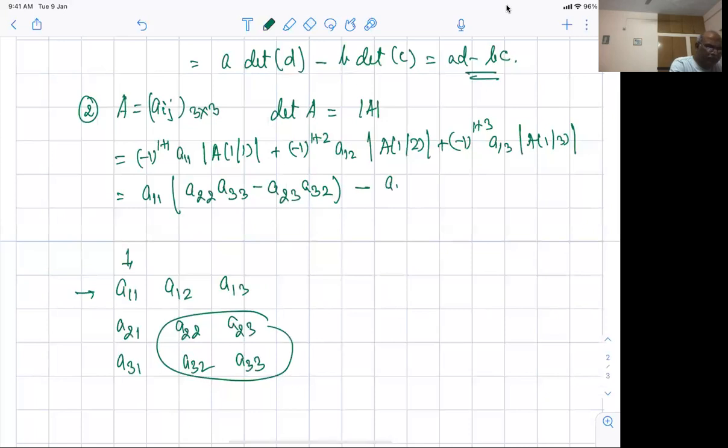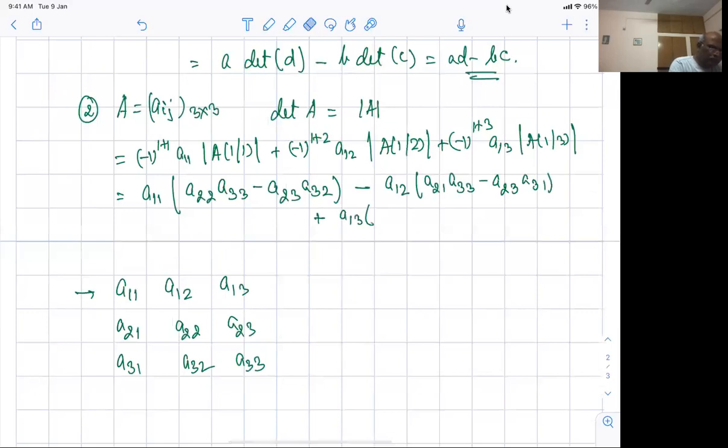This gives you minus A12 now. Now I'm supposed to remove the first row and the second column. So I'm supposed to have this as it is. If I remove this, it is A21 into A33 minus A31 into A23. So it is A23 into A31, plus A13 into, now I'm supposed to remove this one, so I'm left with only this part. So it is A21 into A32.